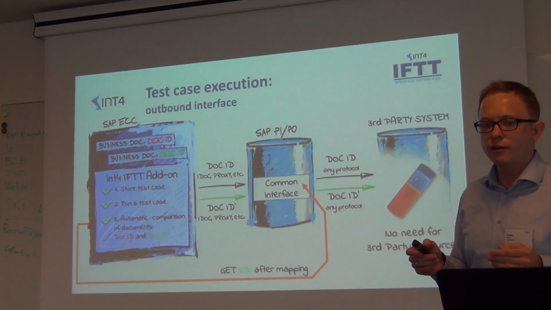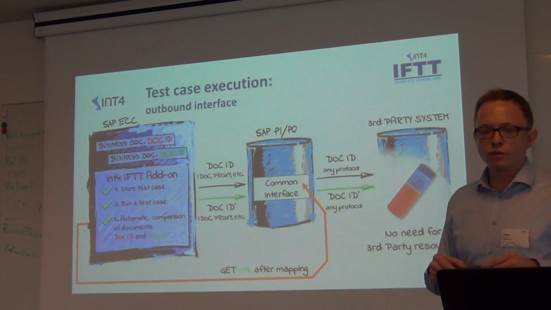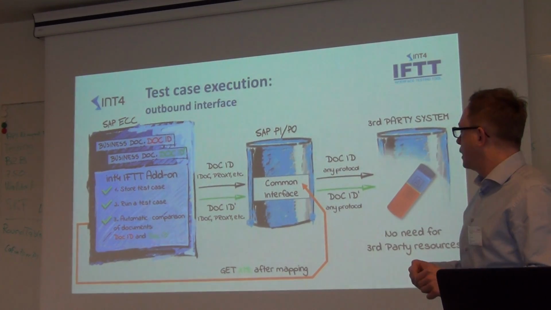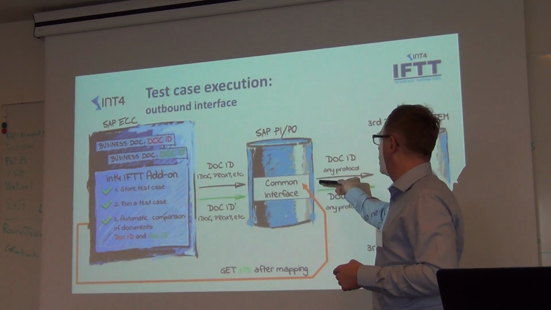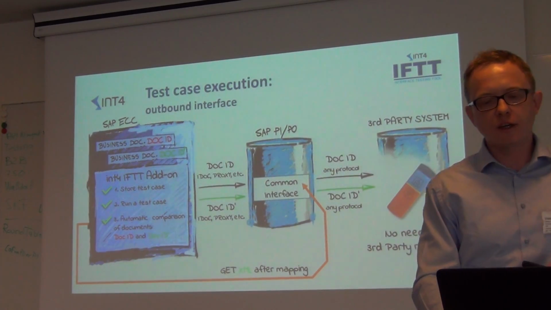that as a result the interface message is triggered. Such a message is delivered to PI/PO. Again, it is processed in a transparent way without affecting IFTT. And at the end of the processing, IFTT will grab the output XML or flat file and again perform the comparison.